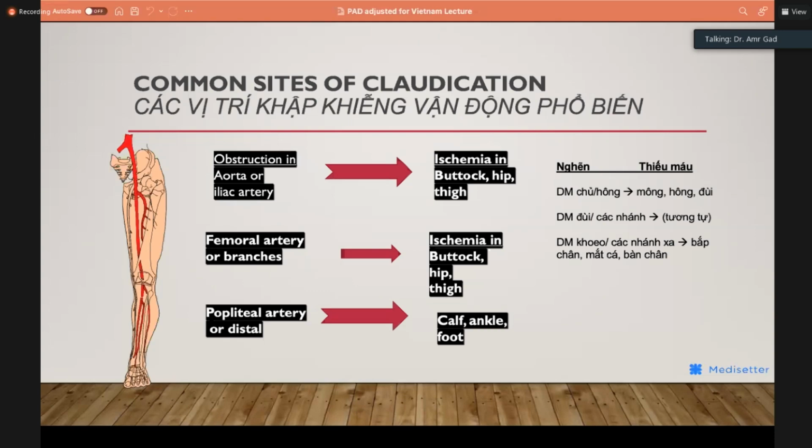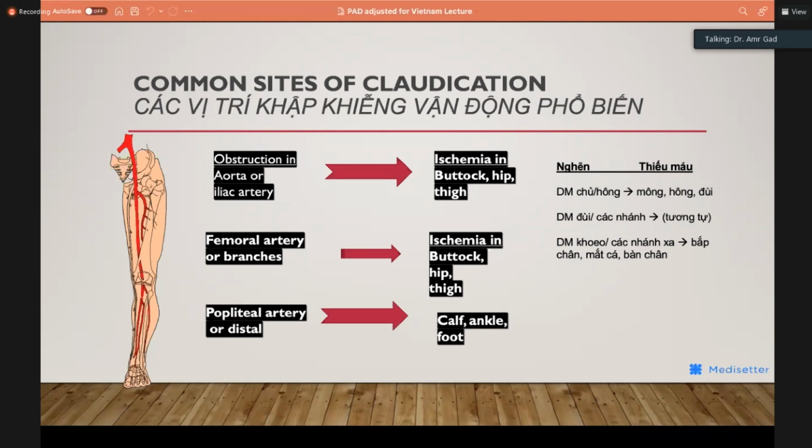As we can see, if the cramping pain appears in the buttocks and the hip, this denotes that the obstruction or the ischemia is at the level of the aorta or iliac artery. This is without touching the patient. If we take a full, detailed history, we can pick up many, many things without investigation.